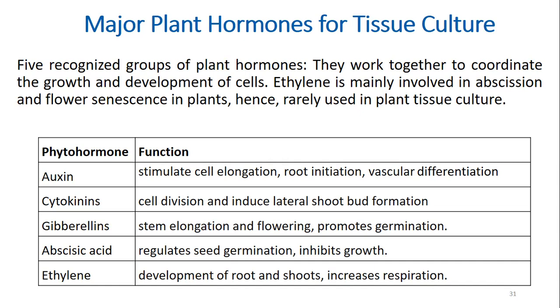So some of the major plant hormones that are used in tissue culture are auxins, cytokinins, gibberellins, and then abscisic acid, as well as ethylene, but ethylene is seldom used, okay? For the auxin, its purpose or the main role or function that it performs is to stimulate cell elongation, root initiation, and then vascular differentiation. I think the rest are there for you to read, okay?